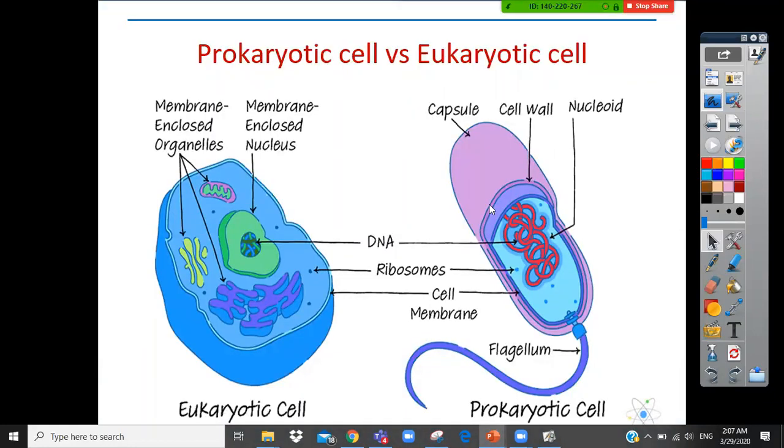In front of you, you have a diagram of both eukaryotic cells and prokaryotic cells. It's just for recalling your information from before. We need to remember that eukaryotic cells have membrane-bounded organelles and a membrane-bounded nucleus, while prokaryotes don't.